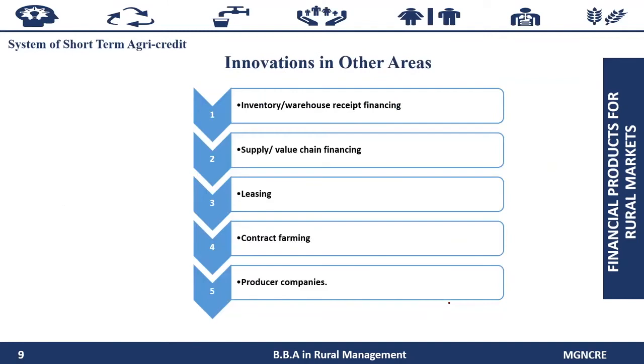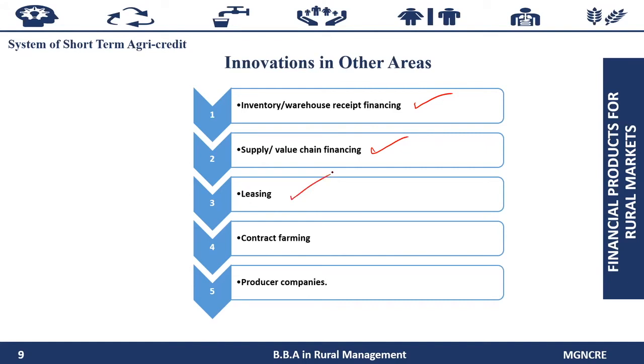Then innovation in other areas. The first one is warehouse receipt financing. In this, the credit is extended against the commodity stored in the bonded warehouse, which is a foundation in developed countries. Then supply value chain financing, which could be described as the interrelated link that includes input use, production, storage, processing, transportation, marketing in the domestic market, and export to the foreign market, so as to finally reach the ultimate consumer.